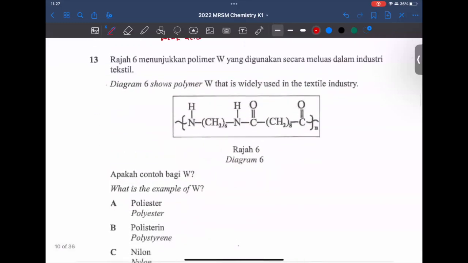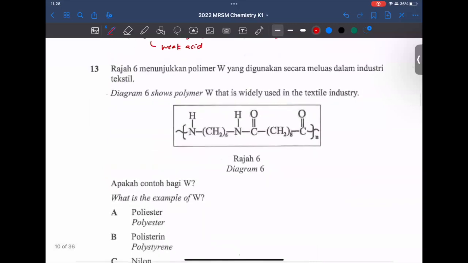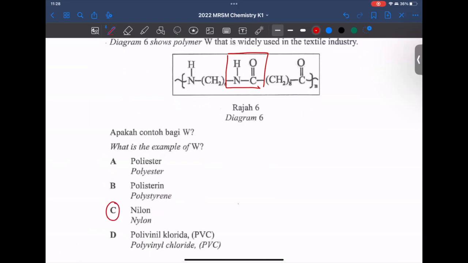Number 13, diagram 6 shows polymer W that is widely used in the textile industry. So what is the example of W? In this case here, if we look properly, I would say that this is actually a synthetic fiber, in the sense that it's a fabric. So you can see there's an amide. It's essentially a polyamide bond. So therefore, it's referring to nylon.